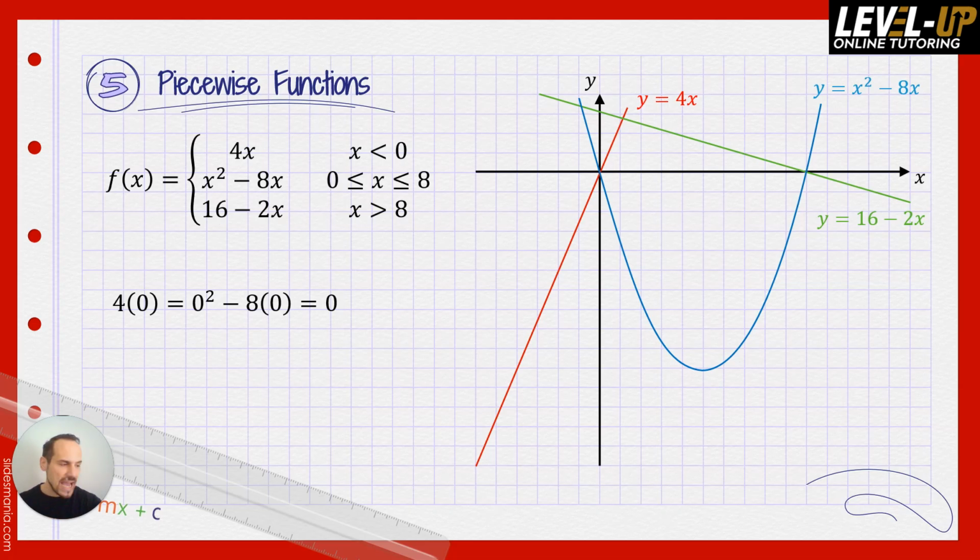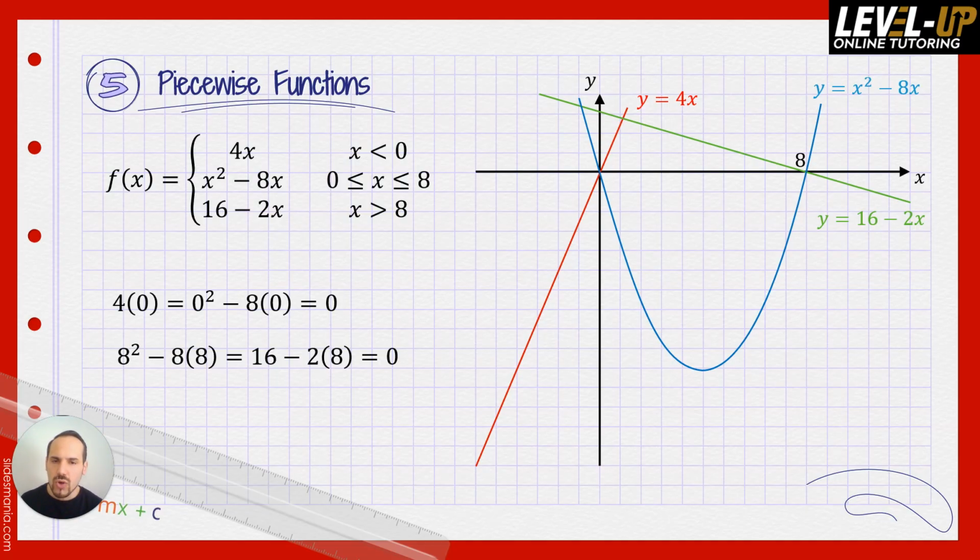And we can see at x equals 0, you find it's equal to 0, regardless of whether we put it into 4x or x squared minus 8x. And at the other boundary, at 8, when we put x equals 8 into x squared minus 8x, or into 16 minus 2x, again, it also comes out to 0. It doesn't always have to come out to 0, it just has to come out to the same value. So you see they line up nicely. And we can put that on the graph there. So you see 0 is at the origin, 8 is at that point where the blue and the green cross.